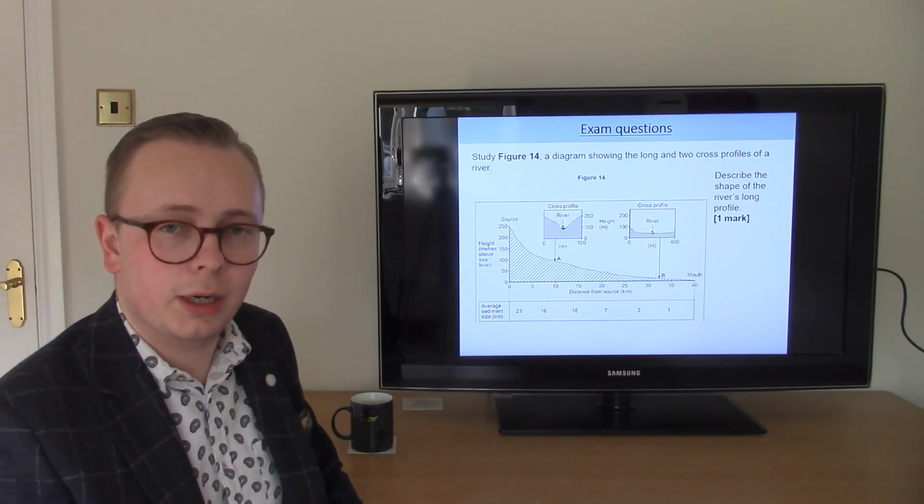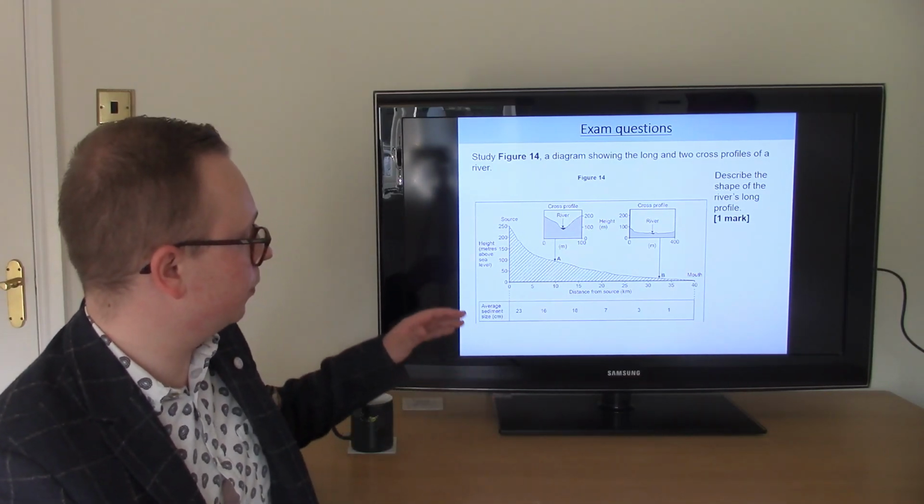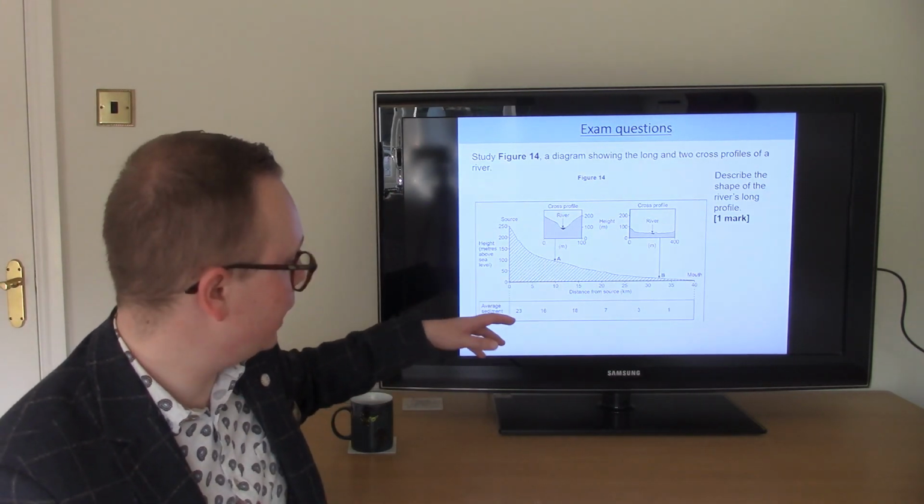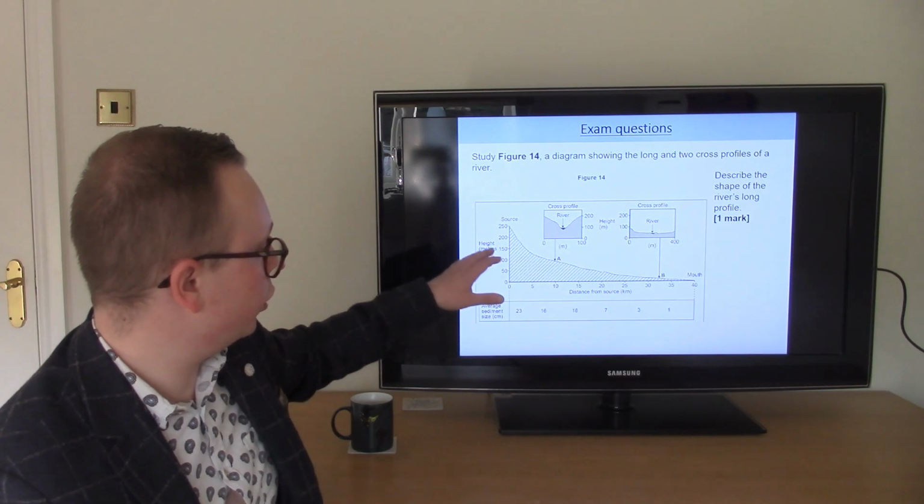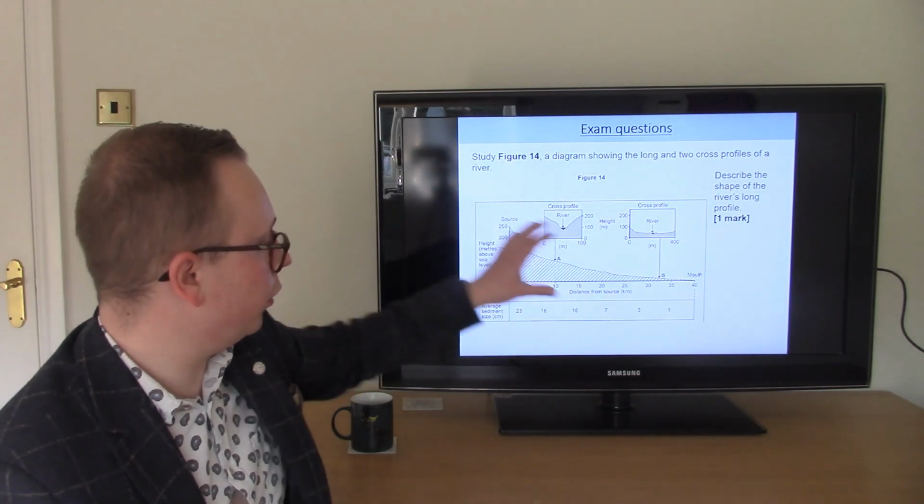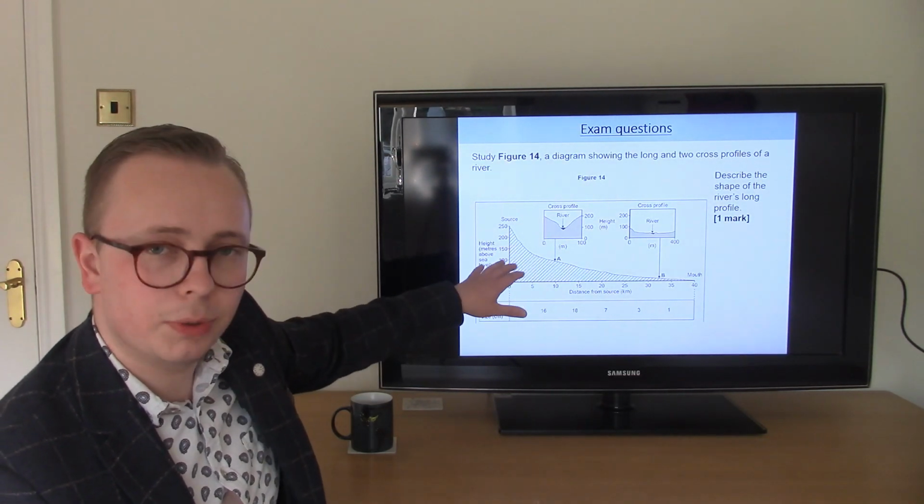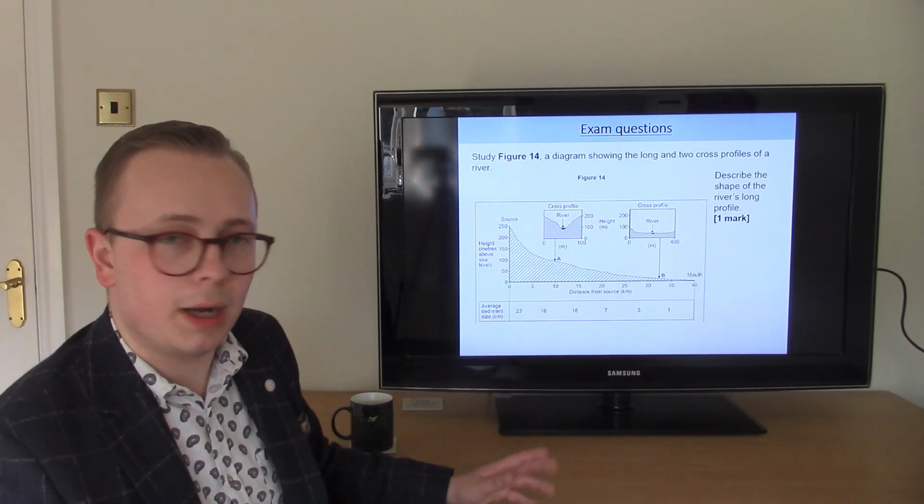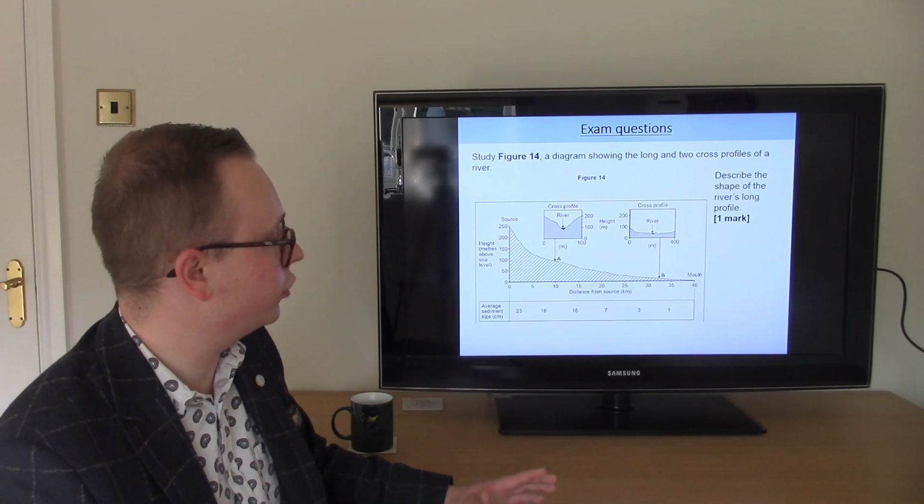Now, unlike our diagram we've been looking at earlier, this has got some data on. And it's showing us some height above sea level, distance from the sea, from the source should I say. And we've got two cross profiles marked on, one sort of middle upper course, one most definitely in the lower course. The first question though, one marker, has asked us to describe the shape of the river's long profile.